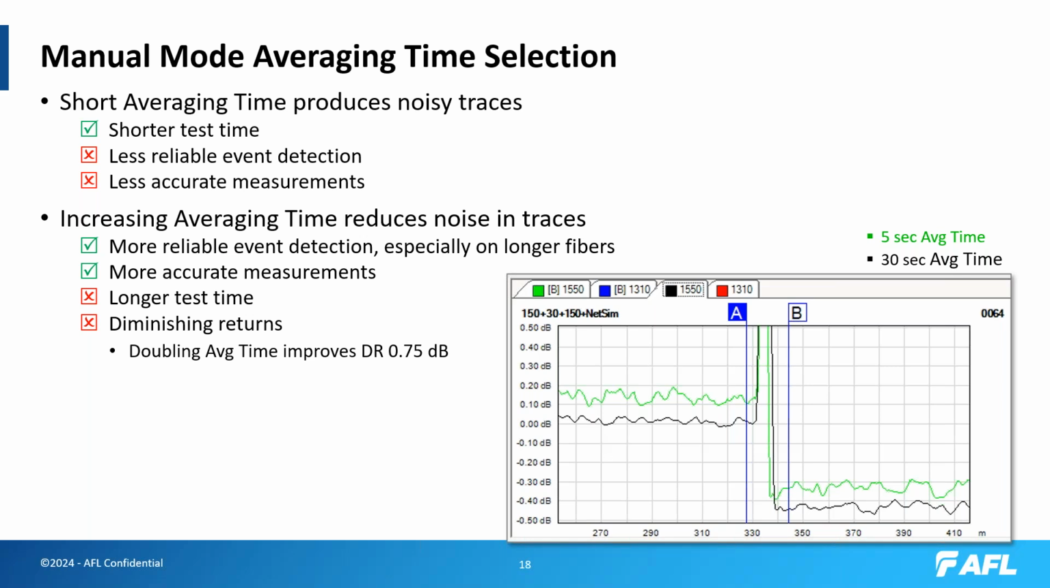So if I go from 1 second to 2 seconds of averaging time, I'll get a 0.75 dB improvement. But then I have to go 2 seconds to 4 seconds to get the next 3/4 of a dB, then 4 seconds to 8 seconds, 8 to 16, 16 to 32, 32 to 64, and beyond that, I'm up to 2 minutes of averaging time. So, like I said, diminishing returns. Takes longer and longer to get that next 0.75 dB improvement.